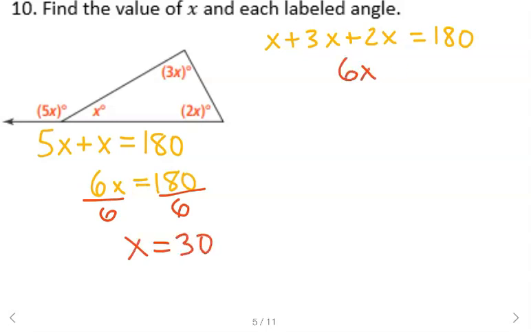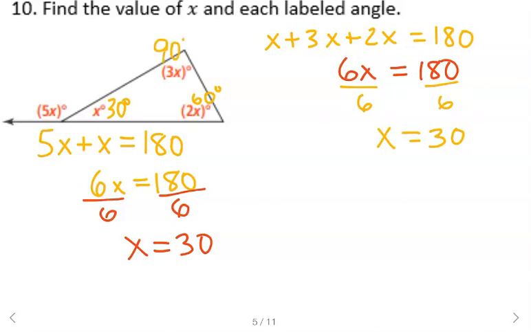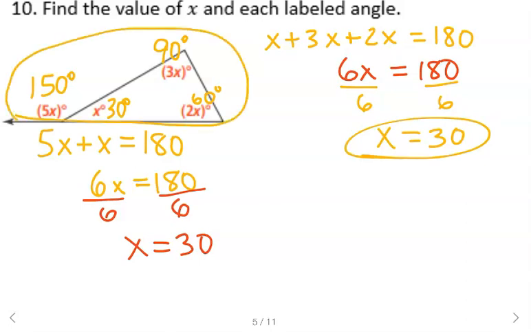Same type of thing here. When you add 1x plus 3x plus 2x, it's 6x. All right, so we get x is 30. Now to find the measure of each numbered angle, of course this one's 30. If we double it, we get 60 over here. And then if we triple it, we get 90 over here. And then 5 times 30 gives us 150 over here. So we found the value of x and the value of each of the labeled angles.